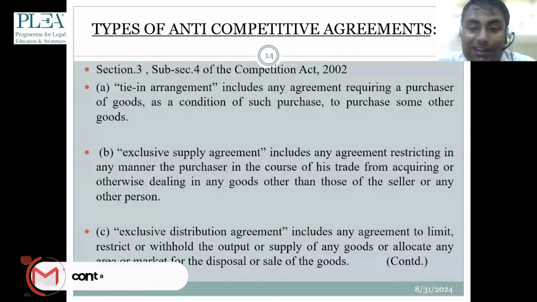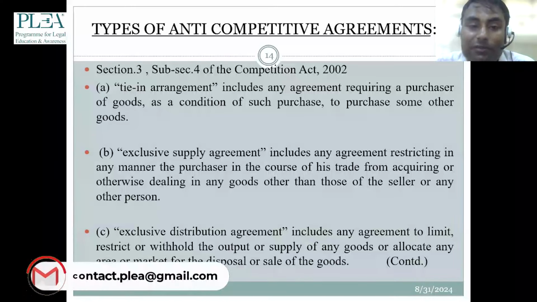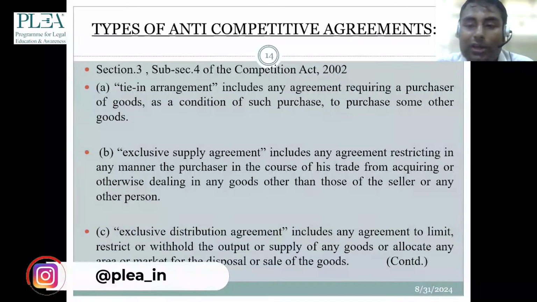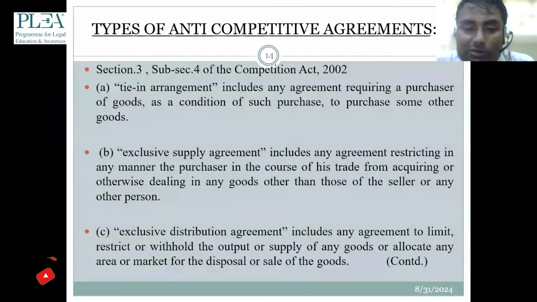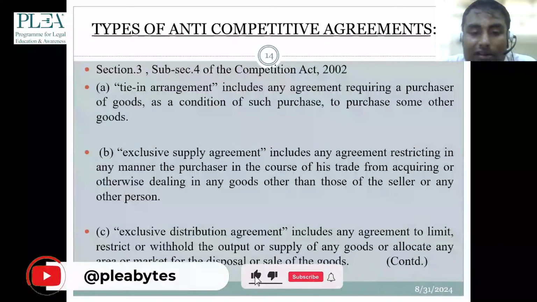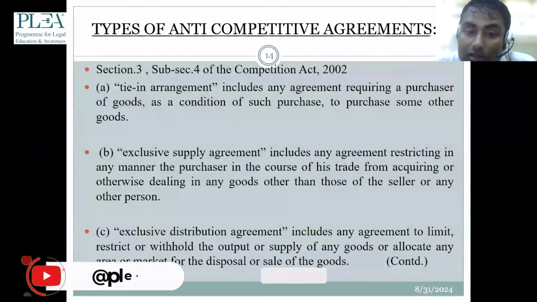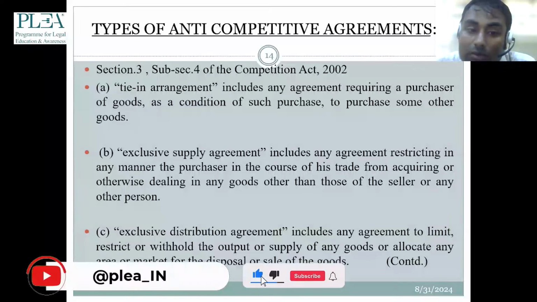It is a restriction imposed by the businessman: if you are going to buy that product, you have to buy this one also. If you are going to buy 1 kilo of sugar, you have to buy 500 grams of jaggery also. Then exclusive supply arrangement, which includes any agreement restricting in any manner the purchaser, in the course of his trade, from acquiring or otherwise dealing in any goods other than those of the seller or any other person.